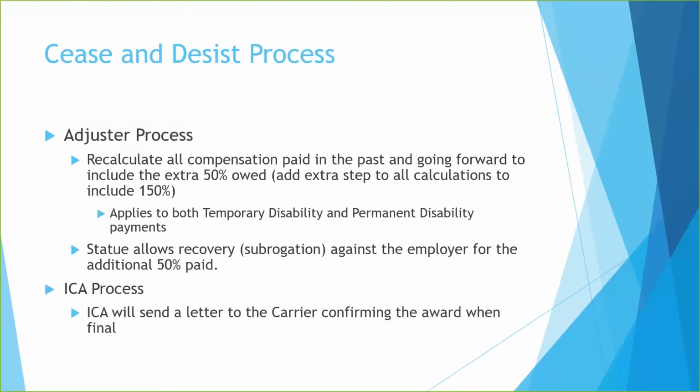The cease and desist process. The process of the adjuster is to recalculate all compensation paid in the past and going forward to include the extra 50% owed. This applies to temporary disability and permanent disability payments. The statute allows recovery against the employer for the additional 50% that has been paid. The ICA will send a letter to the carrier confirming the award when final.